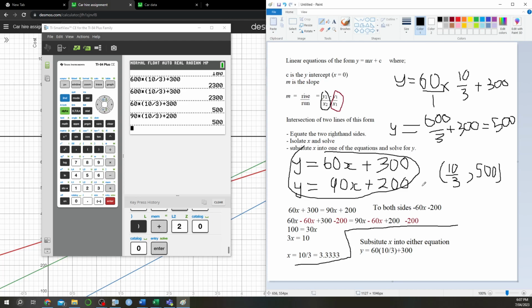You may have to do a few of these when answering the questions, but this is what I'm expecting you to be able to do in terms of solving for points of equality or intersection, when the cars cost the same for the same number of days. You need to be able to solve this using the graph and also using algebra like this. So I'm going to stop the recording here and rest my voice.